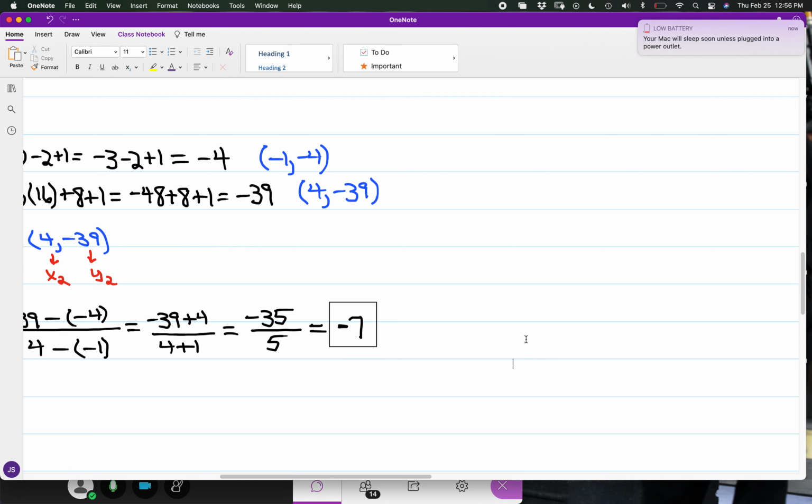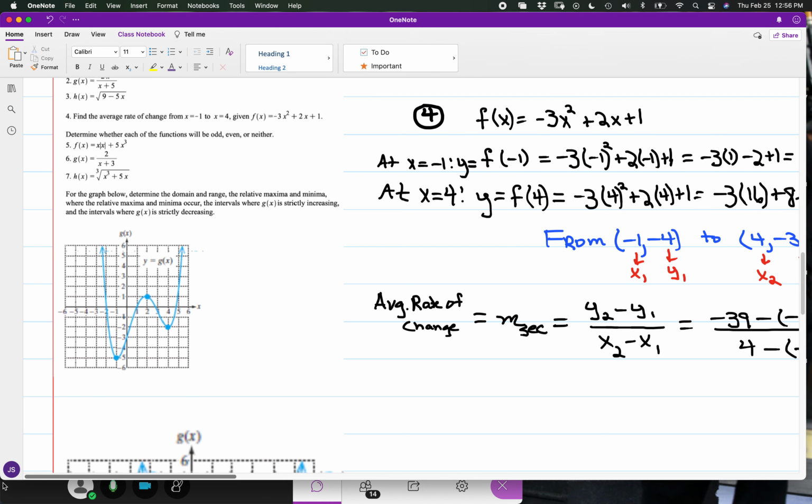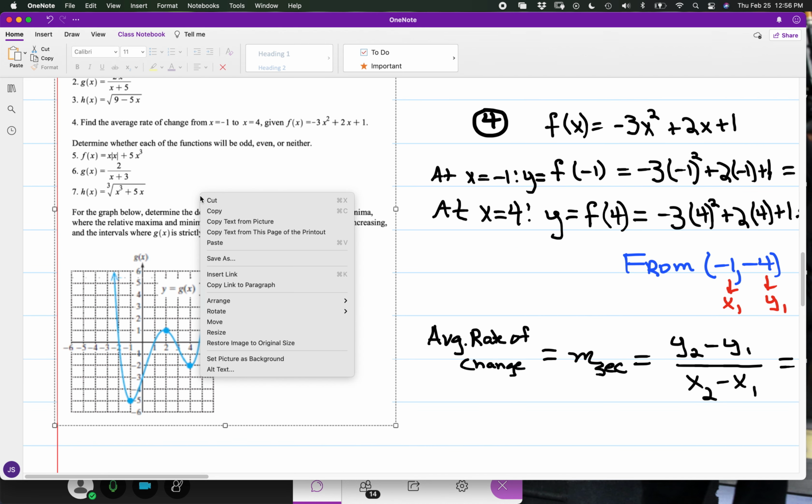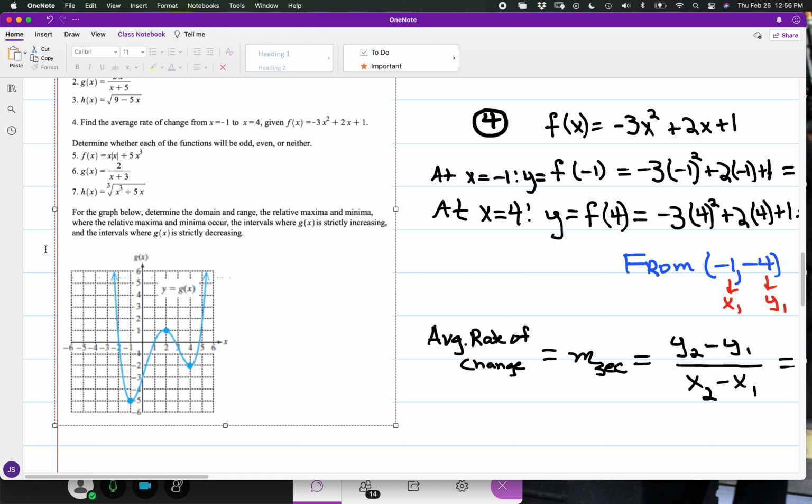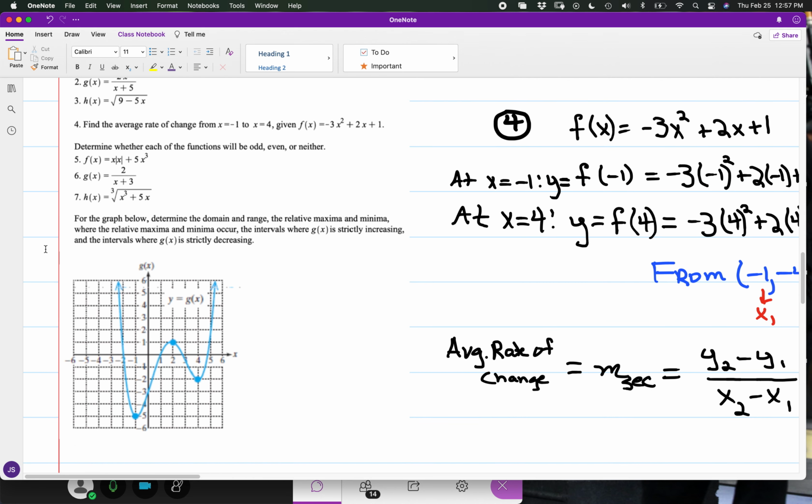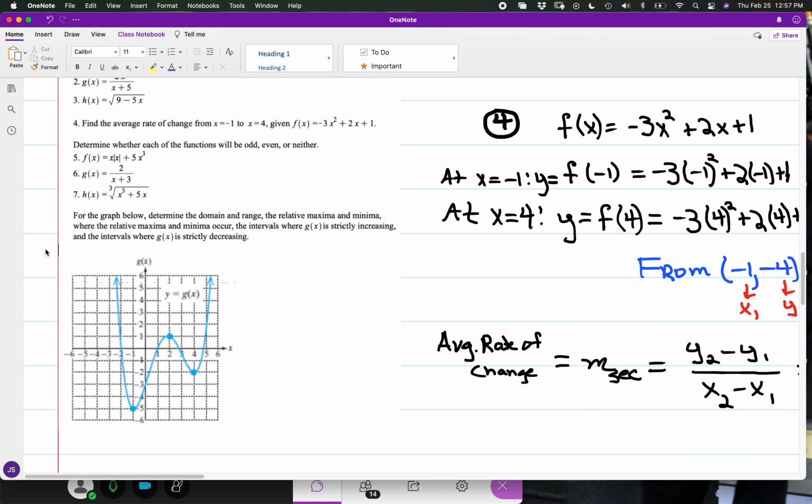And now, just looking at the next item. You're looking at whether the following functions are going to be odd or even or neither. So for the first function, we have f of x is equal to x times the absolute value of x plus 5x cubed.